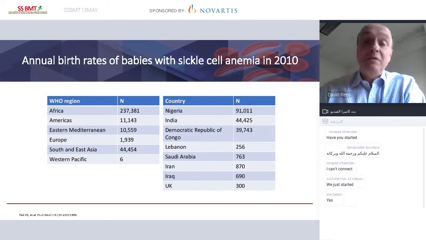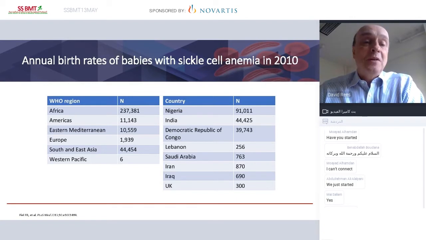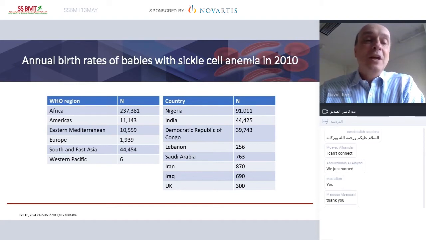These are estimates. These are not actual figures. No one knows how many people in the world have sickle cell disease, and there are really no accurate estimates, but more than 1 million is what most people would say. These are estimates based on the number of births in 2010. The numbers are very precise, although, as I say, they're not actually measured. But again, the vast majority of the births occur in Africa, in the Americas, and then the Eastern Mediterranean, including the Middle East, with relatively small numbers in Europe and very few in Australasia.